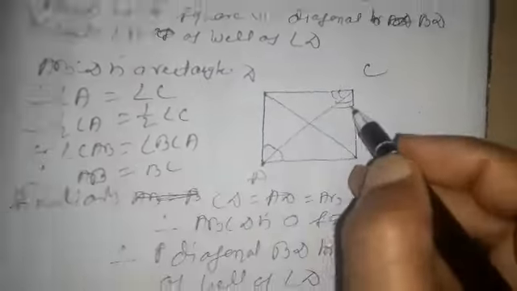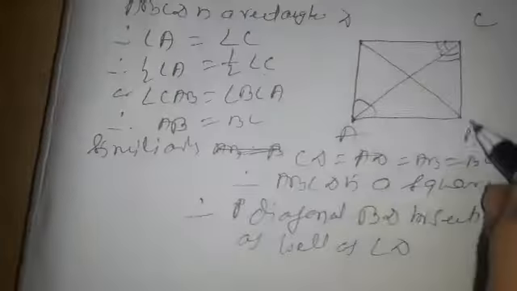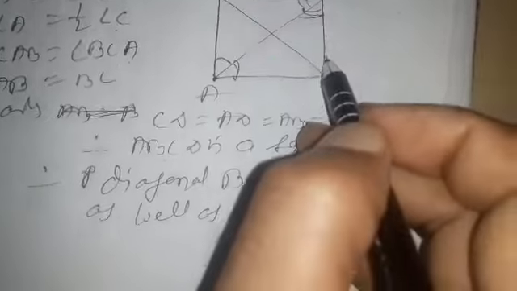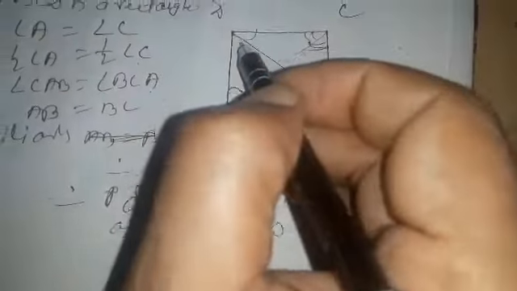So obviously angle A is equal to angle C because opposite angles are equal. So half of angle A is equal to half of angle C, and then angle CAB is equal to angle ACB. These two angles are equal, therefore their opposite sides are also equal. It means AB is equal to BC. Similarly, CD is equal to AD, and then all four sides are equal, and then ABCD is a square. If ABCD is a square, then diagonal BD bisects angle B as well as angle D.